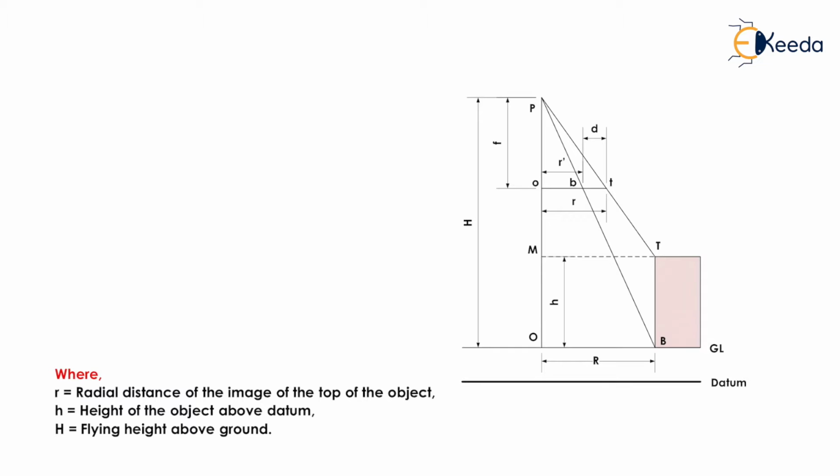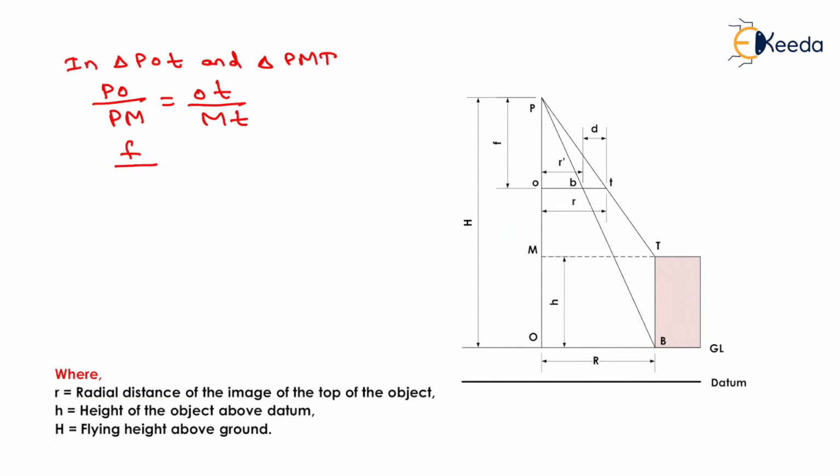Now we will use the next triangles, that is in triangle PO small t and triangle PMT. By using the concept of similar triangle, PO upon PM will be equals to OT upon MT. Now the value of PO is small f, the value of PM will be equals to capital H minus small h, the value of OT will be equals to small r, and the value of MT will be equals to capital R. From this, Fr will be equals to r into H minus h. That is our second equation.